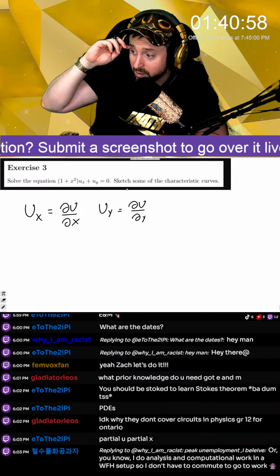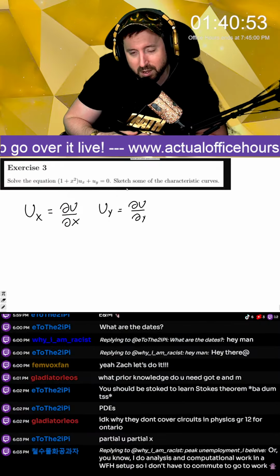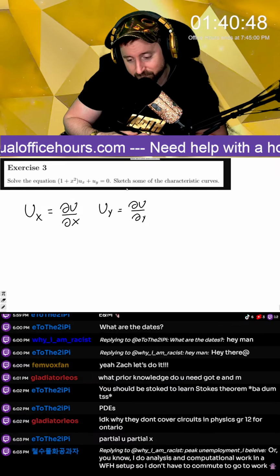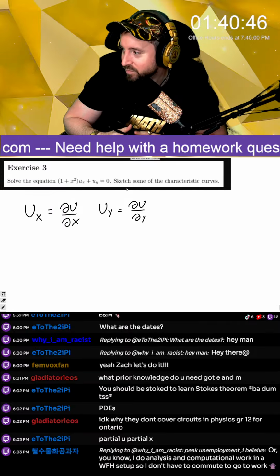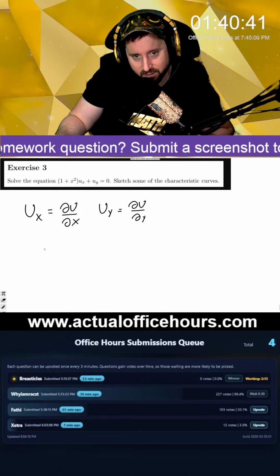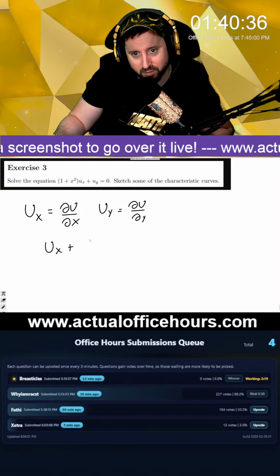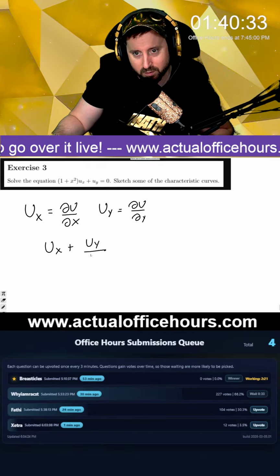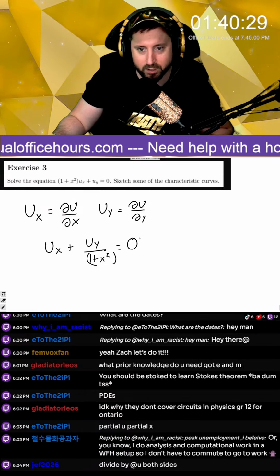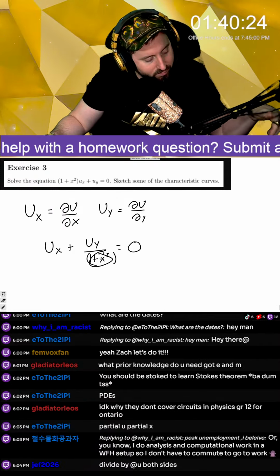All right, let's see. There's still an x squared in there, and there's a y. Our first step is to divide by 1 + x^2 so that it's in the form ux + 1/(1 + x^2) uy = 0. So this is uy over 1 + x^2, and it's still equal to 0. There's no way this can be 0 because x squared can't equal -1.